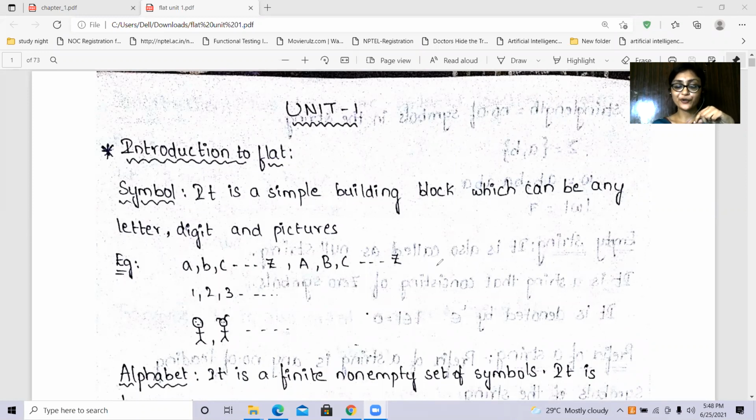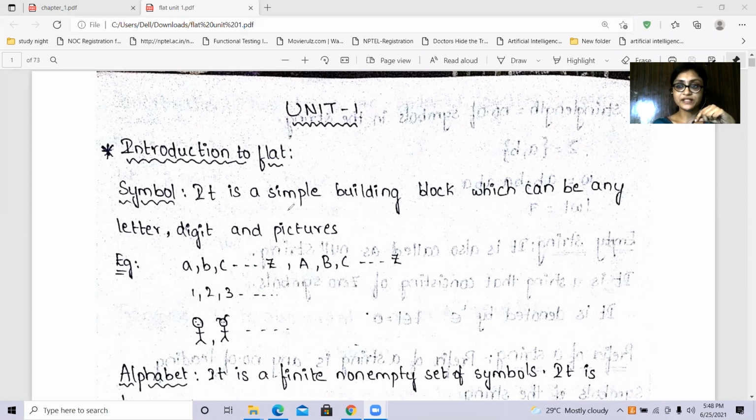In this video, we are going to learn the FLAT, the introduction to the FLAT. So, going to the first topic, what a symbol is. It is a simple building block which can be any letter, digit, and also pictures.